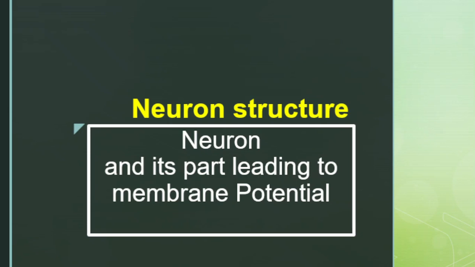Today we're talking about the neuron structure. So what is the neuron and what are its constituents leading to action potential? Neuron is the functional unit of the CNS, central nervous system.